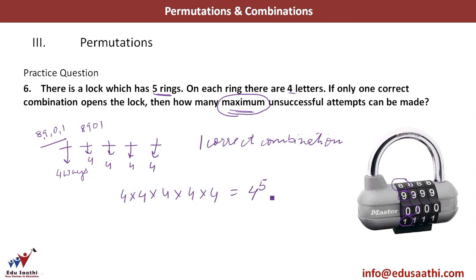Okay, and how many of them are unsuccessful? 4 raised to power 5 minus 1, because there is only one combination which will actually open the lock. So what is the maximum number of unsuccessful combinations that can be formed? 4 raised to power 5 minus 1. I hope this is clear.